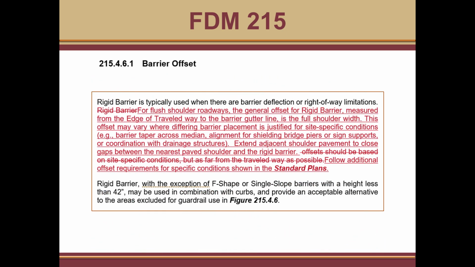Within barrier offsets, we also provided additional guidance for the placement of rigid barriers. As opposed to W-beam guardrail, no specific offset values are provided for rigid barriers. This is because the predominant use of rigid barriers is for locations where high crash performance is desired, for example, bridges, or where the deflection of a flexible or semi-rigid barrier are not feasible, for example, narrow medians.